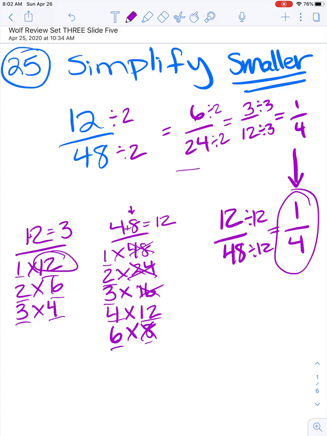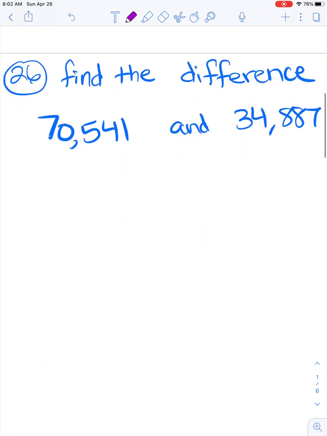So it just said to simplify, so you could have just gone as simple as 6/24. You could have done it all different kinds of ways. If it said to get to its simplest form, that's when you would have to get to 1/4.